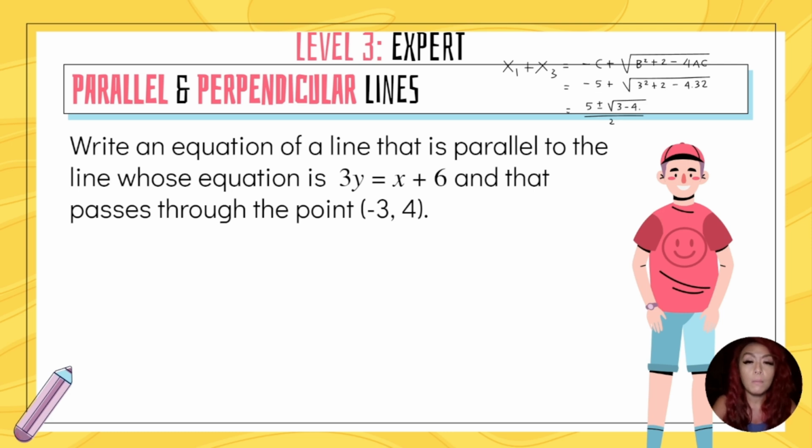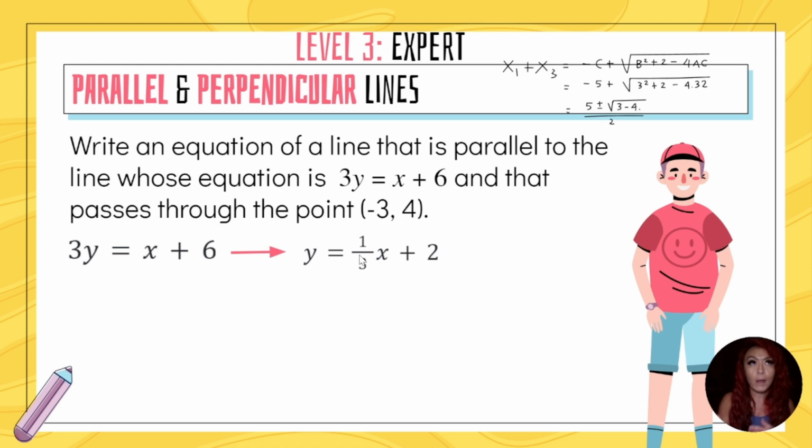So we have a couple of things that are involved here, right? First, we need to ask ourselves, what do we know about parallel lines, right? Well, parallel lines, they have the same slope. So the first thing that you should do is find the slope of the line of the given equation. So we have our equation here, 3y equals x plus 6. And in order to find the slope, we need to put the equation in slope-intercept form. So if you divide both sides by 3, you get y equals 1/3 x plus 2. And if you notice, the slope of our line is 1/3.